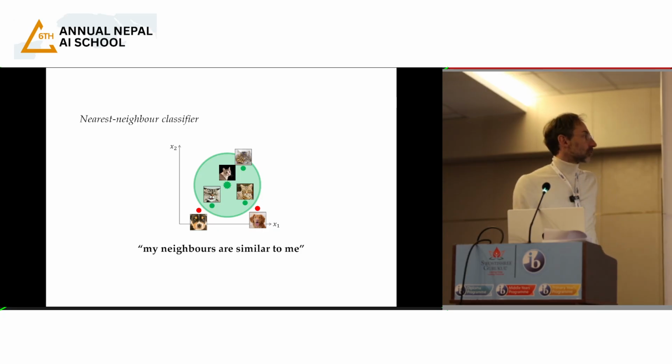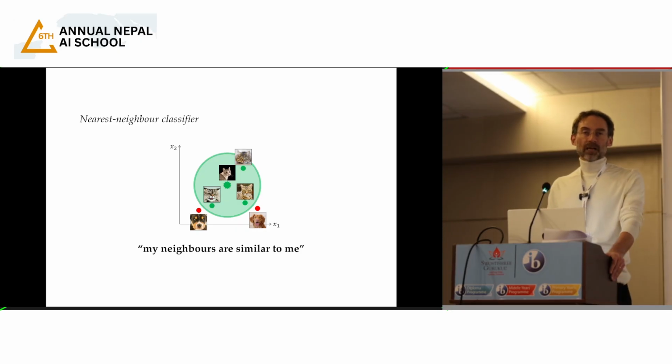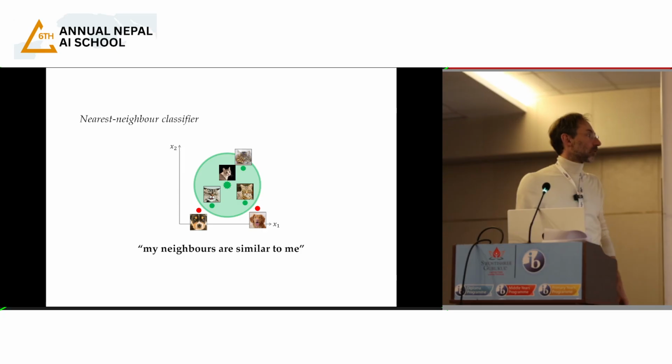So let's say that I have two-dimensional images, with coordinates X1 and X2. Everything that falls within a certain radius around the cat will be considered a cat. So this is a nearest neighbor classifier. Everything that falls within this ball of radius, let's say 1, or whatever epsilon, is a cat, and everything outside is a dog.